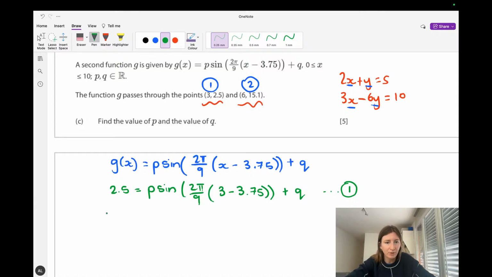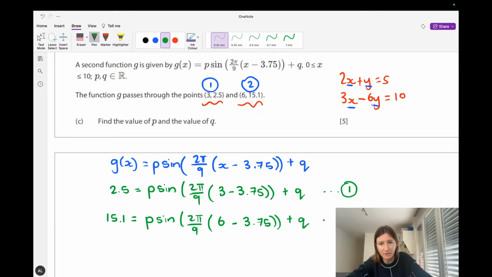Now, 15.1. P sine 2 pi over 9. 6 now, my x is 6. If you spot any mistakes, because there's a lot going on, I'm kind of on autopilot while I copy out these equations, just let me know.